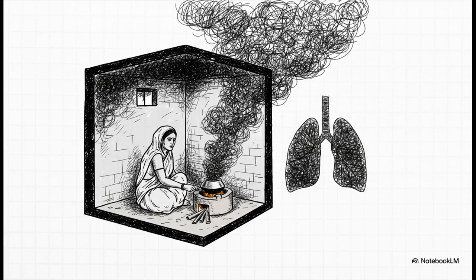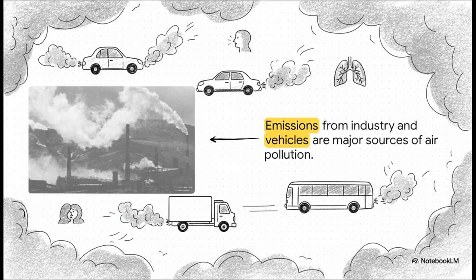When we think of pollution, we often picture smoke pouring out of factory smokestacks. But one of the most serious and often overlooked problems is indoor air pollution. As you can see, in many rural homes, women who cook over traditional stoves inhale dangerous amounts of smoke, leading to severe health issues. Of course, it's true that industrial smoke and vehicle exhaust are massive contributors to the air pollution crisis in our cities.